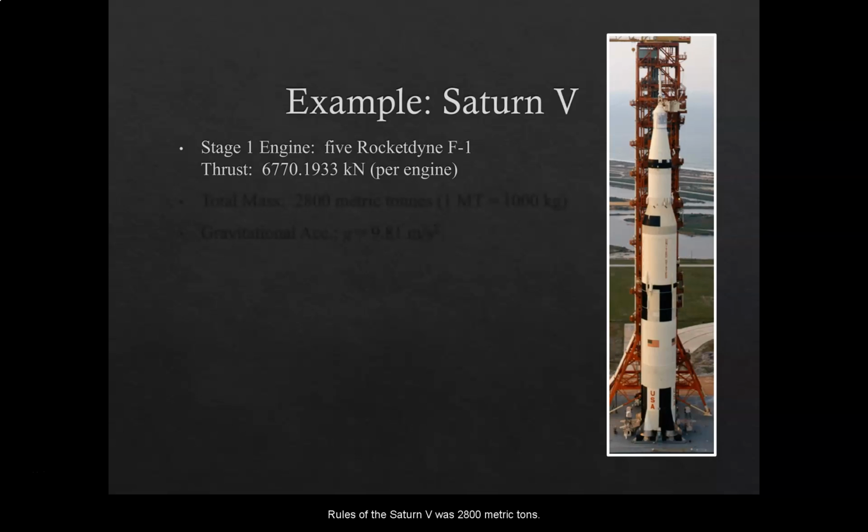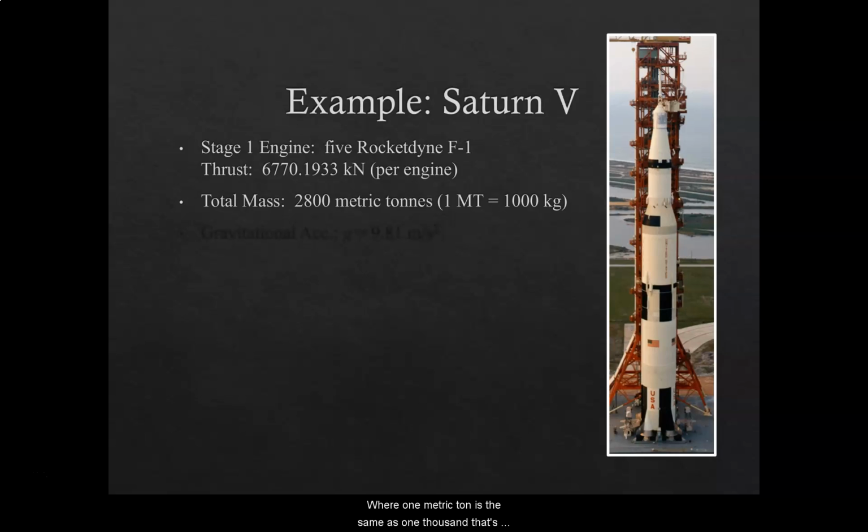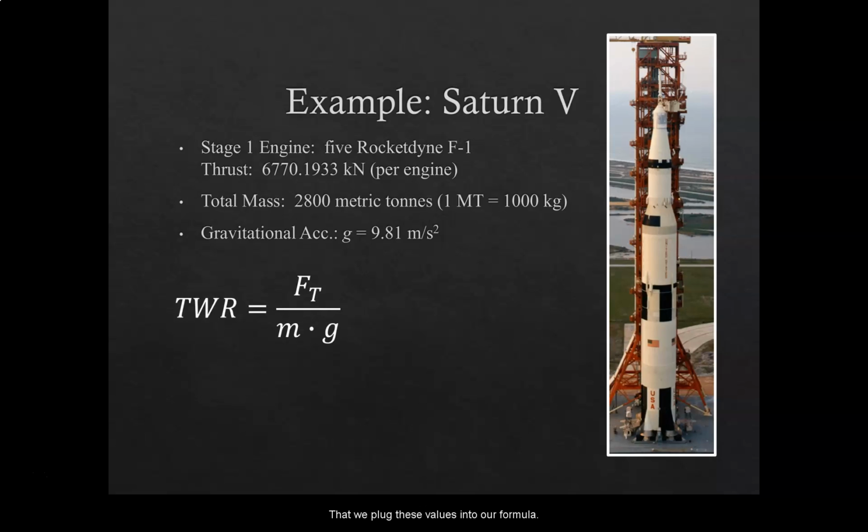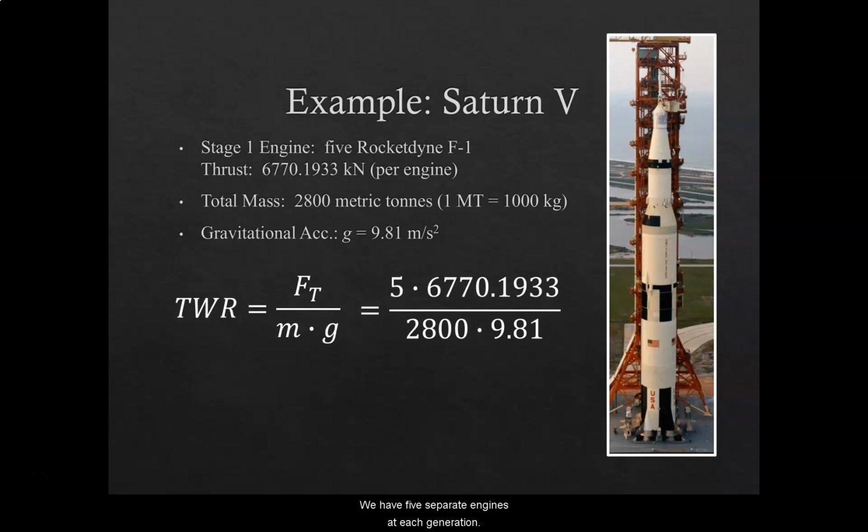The mass, when fully fueled, of the Saturn V was 2,800 metric tons, where 1 metric ton is the same as 1,000 kilograms. So that's 2.8 million kilograms of mass when fully fueled on the launch pad. Again, the gravitational acceleration, little g, will be 9.81 meters per second squared. And so we plug these values into our formula for the thrust to weight ratio. We have 5 separate engines that each generate that force, that thrust listed above. And we have 2,800 tons that is associated with the weight of the rocket.